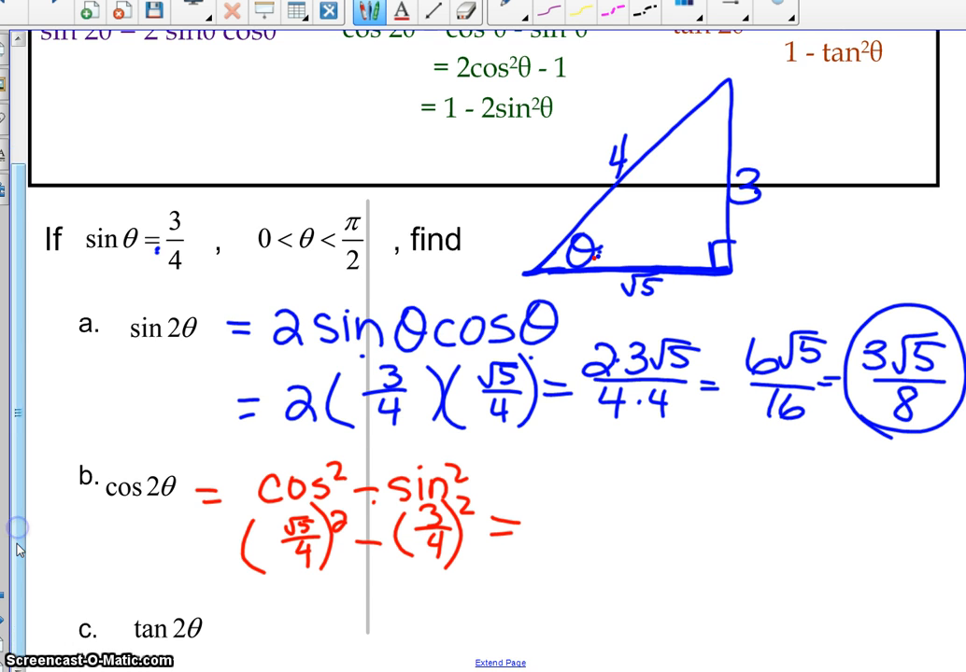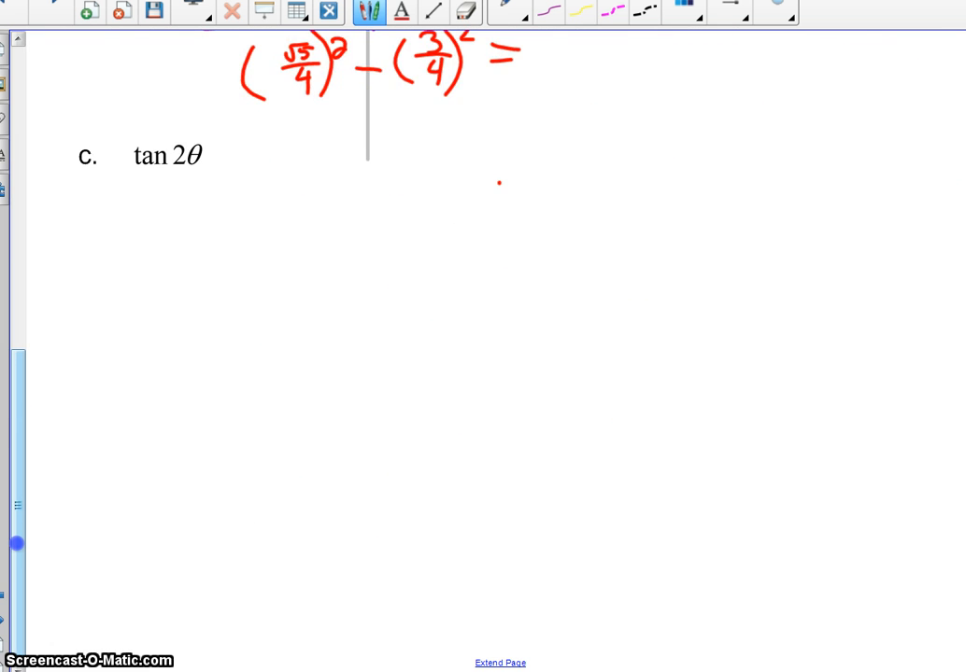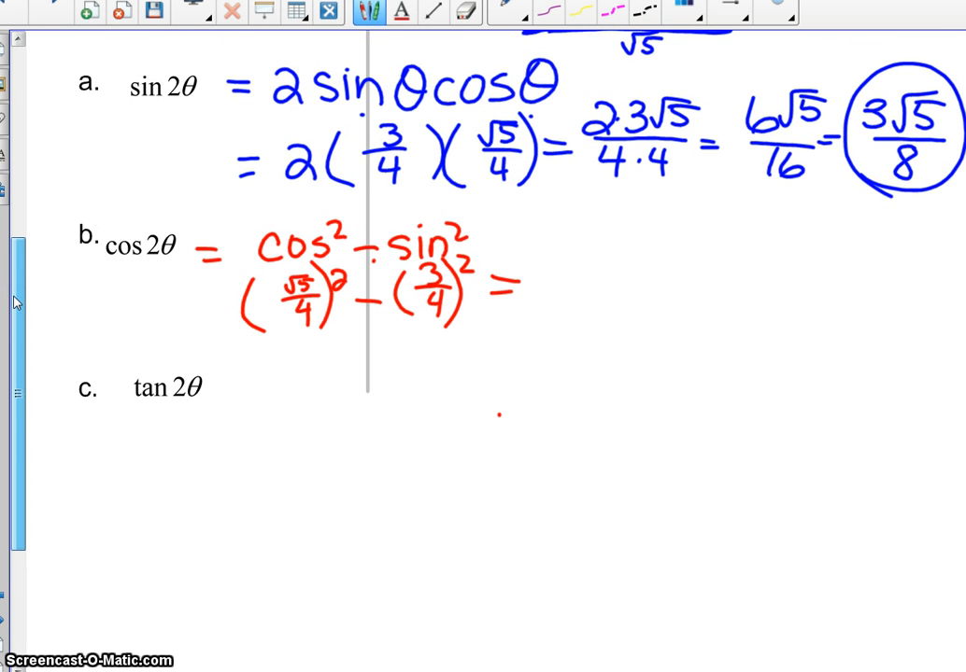Square root of 5 squared is 5. Denominator 4 squared is 16. Minus 3 squared is 9, over 4 squared is 16. Our answer is negative 4 over 16.